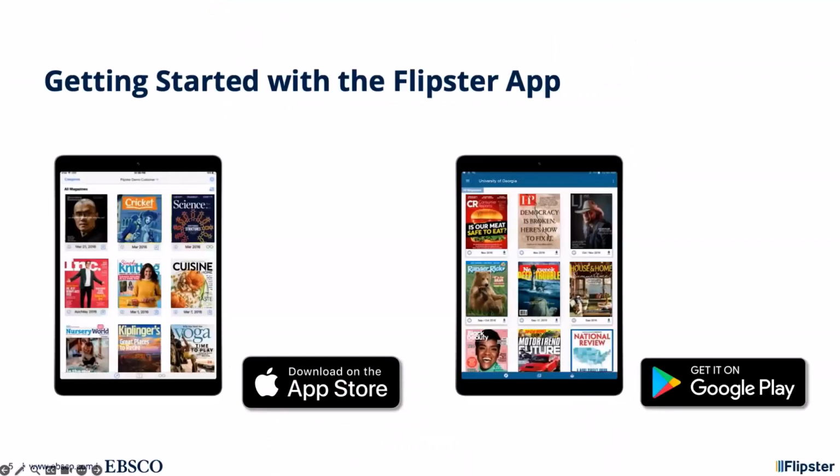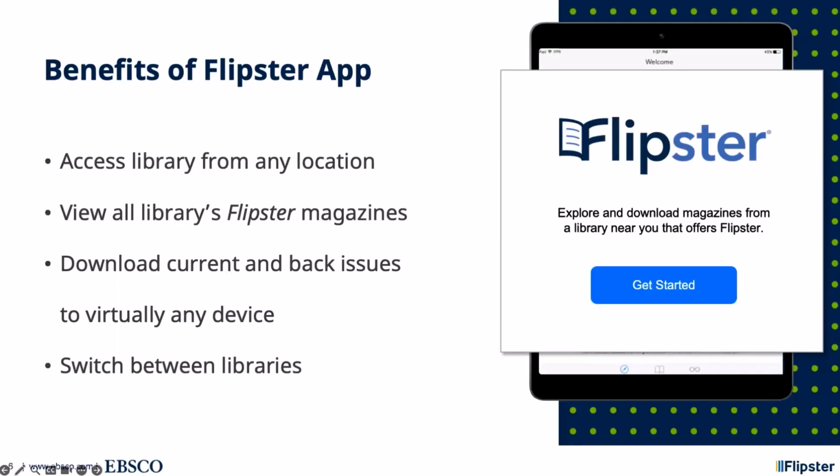As well as the help menu, you also have the ability to change the interface language. That concludes the demonstration of using Flipster on the web browser. Let's now turn our attention to the mobile app. Accessing via the app will allow your users to browse and read your Flipster digital magazines on their mobile devices. It will allow them to access your titles from any location, view all the library's Flipster titles, download current and back issues to any device offline, and also switch between libraries.